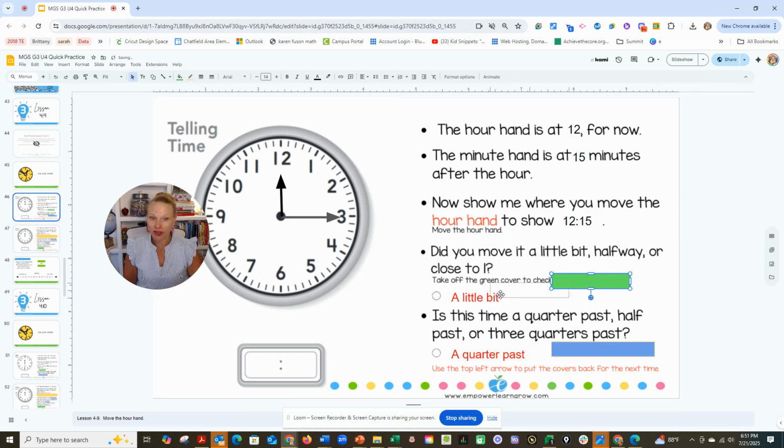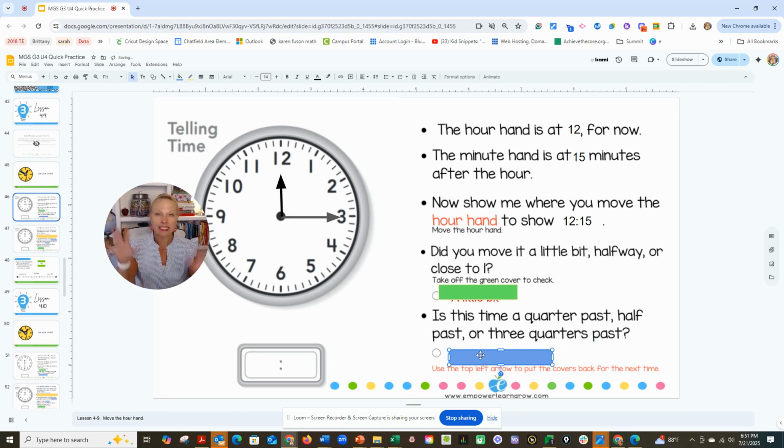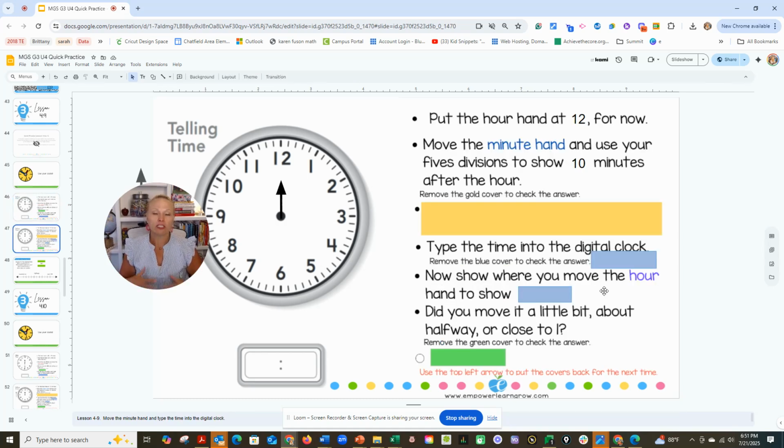You can reveal them if you want to put them on animation, or you can just have students say it. It's up to you whether or not you're using a smartboard, you're in edit mode, or full screen mode with these slides. So every day you'll do a slide like this. Then you'll say, now students put the hour hand at the 12. Again, the student leader is just reading this right off the slide. Move the minute hand and use your 5 divisions to show 10 minutes after the hour.